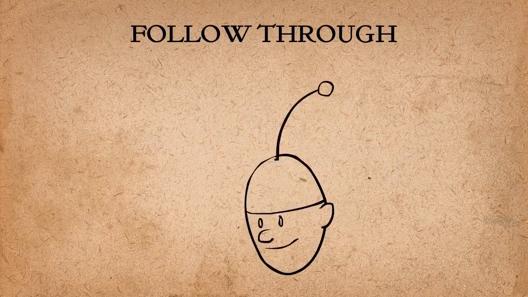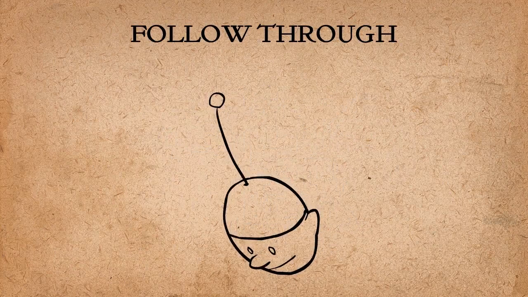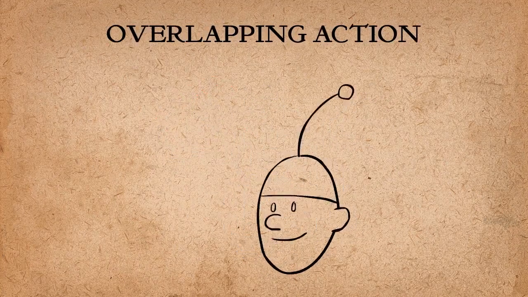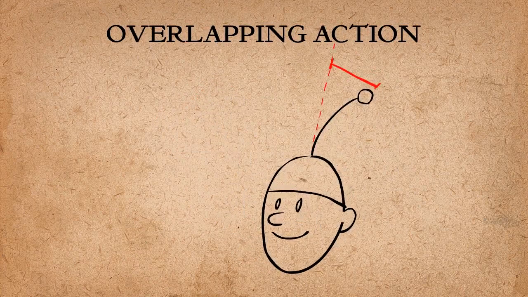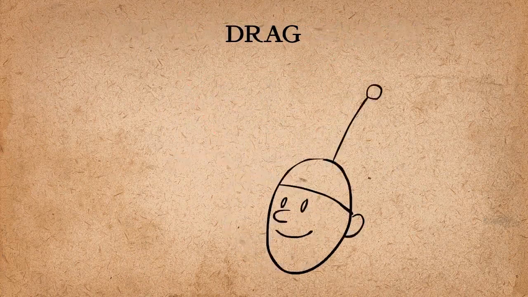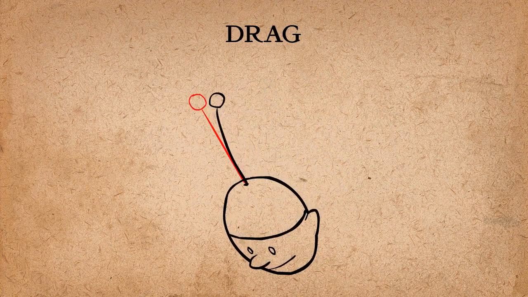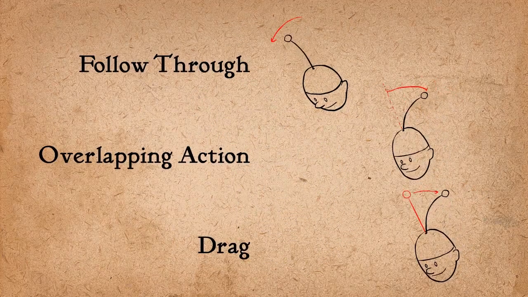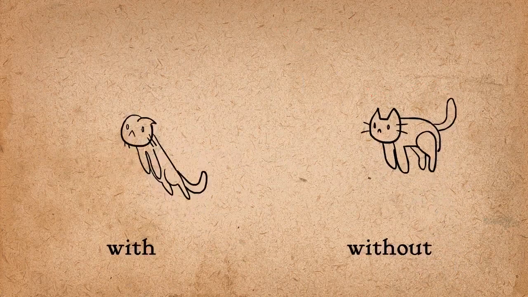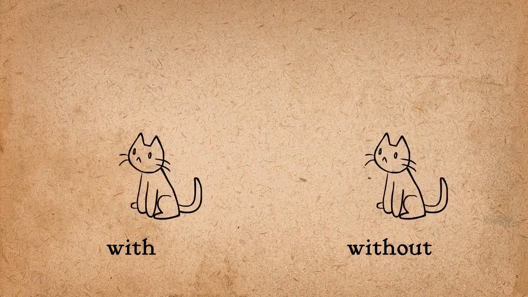For example, follow-through refers to the way parts of the body continue to move after the body has stopped. Overlapping action describes the offset between the timing of the main body and its other parts. Drag describes the technique of delaying the movement of body parts in relation to the main body. All three of these are basically describing different aspects of the same thing. Follow-through and overlapping action add a great deal of realism to a character.